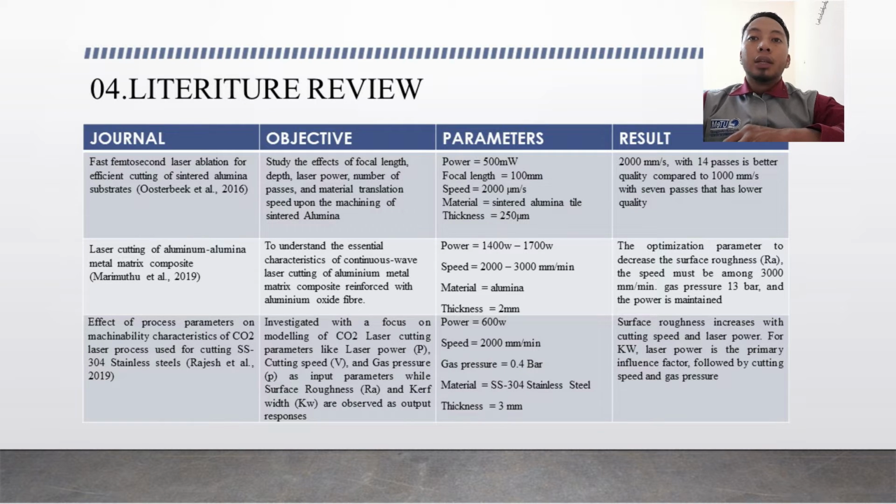The result is the optimization parameter to decrease the surface roughness. The speed must be around 3000 millimeter per minute with gas pressure 13 bar, and the power is maintained.